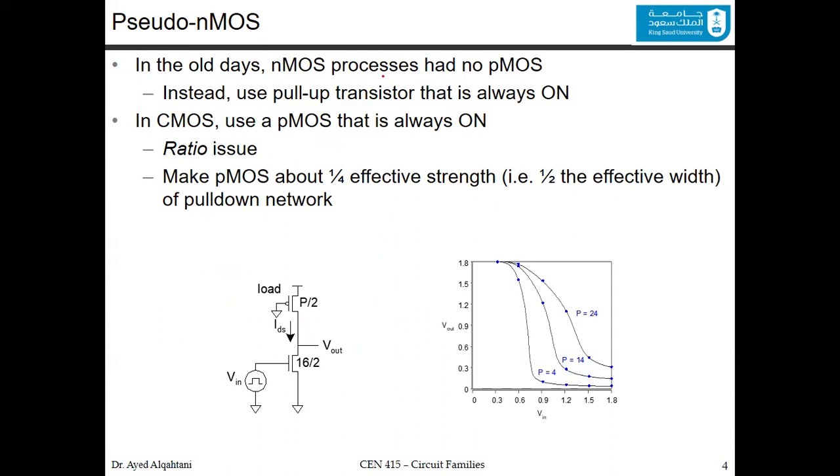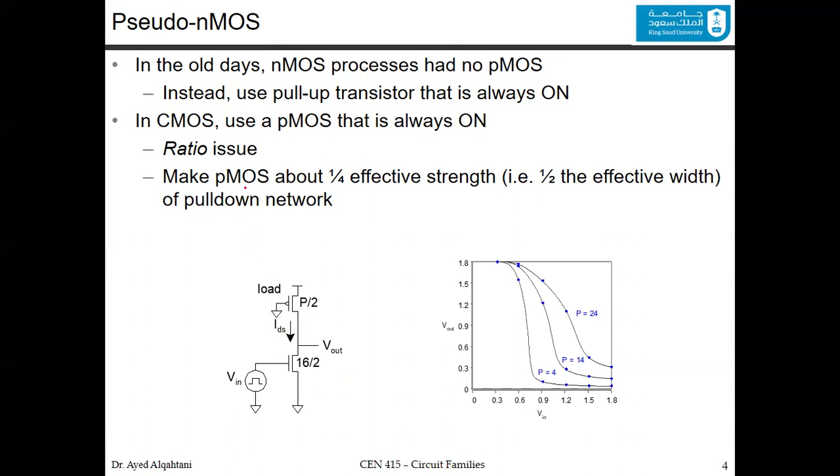In the old days, the NMOS processes had no PMOS at all. Instead, we use a pull-up transistor that is always on. So, for example, if we want to make an inverter, we have a single PMOS in the pull-up that is always on, connected to the ground. And down there, you design your circuit the same way we design the CMOS circuit. Now, the issue here is that this PMOS is always on, and it's drawing current, IDS.